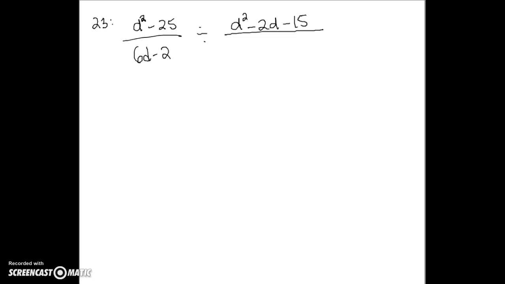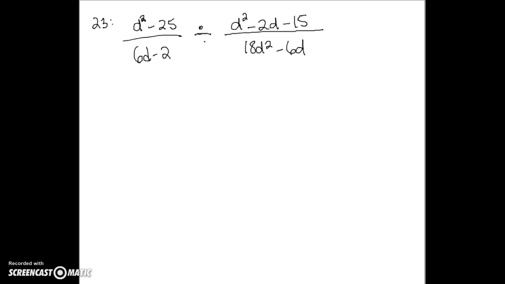All right, number 23. 23 is a dividing problem. And it is d squared minus 25 over 6d minus 2 divided by d squared minus 2d minus 15, 18d squared minus 60. Okay, so that's the problem.